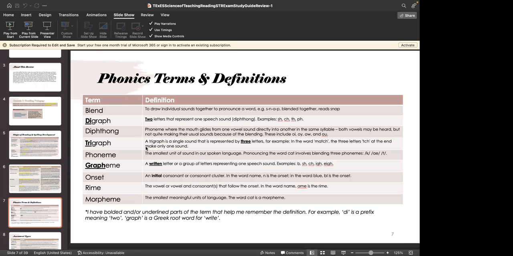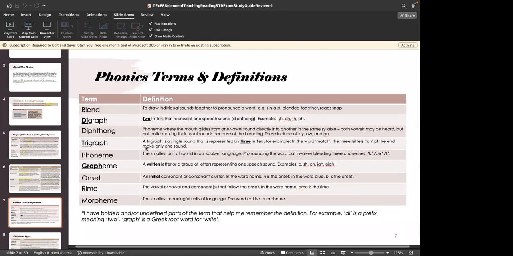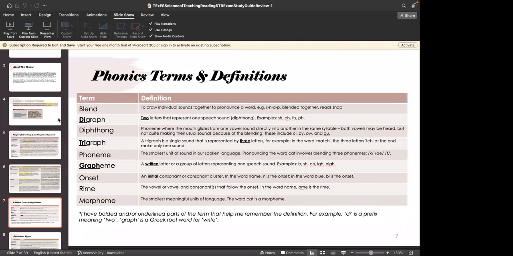So here are some key definitions of things that you need to understand, and they need to be able to do. They need to be able to blend, right? Draw individual phonemes, individual speech sounds, together to produce a word, like snap. Blend it together, read snap. And they need to learn to do that themselves.